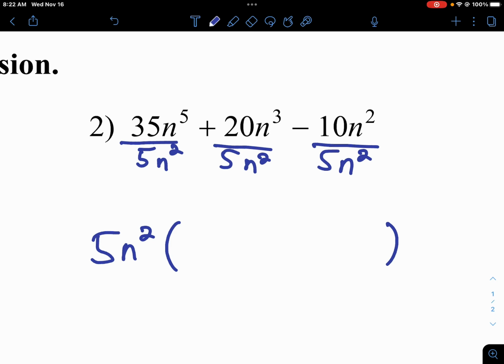So 35 divided by 5 is 7. And then n to the 5th divided by n squared is n to the 3rd, because we just subtract exponents. Plus 20 divided by 5 is 4. n to the 3rd divided by n squared is just n, right? 3 minus 2. And then minus, 10 divided by 5 is 2. And then n squared divided by n squared, 2 minus 2 is 0. So there's no more n's. So I can actually move this a little closer. And I'm done.